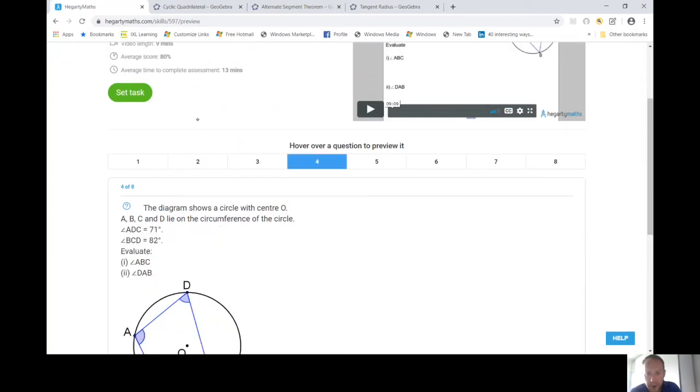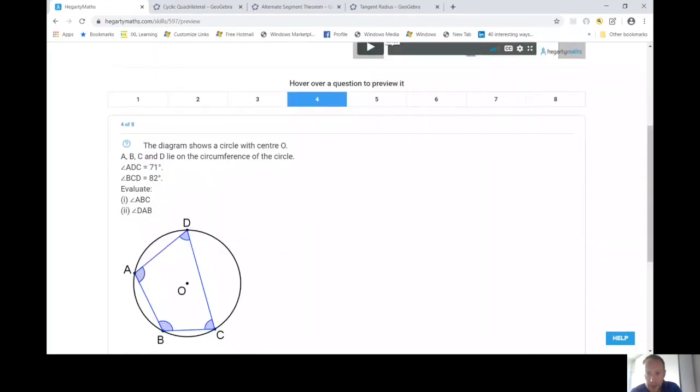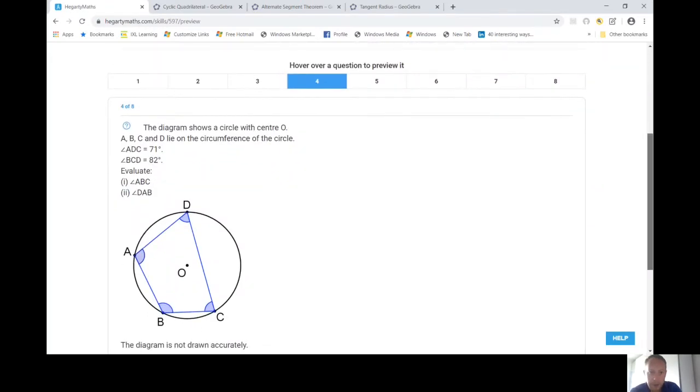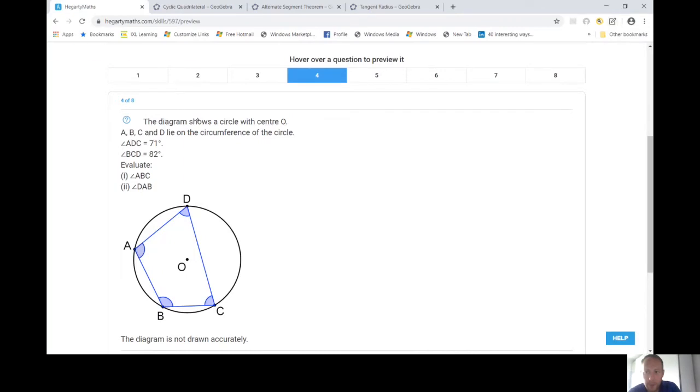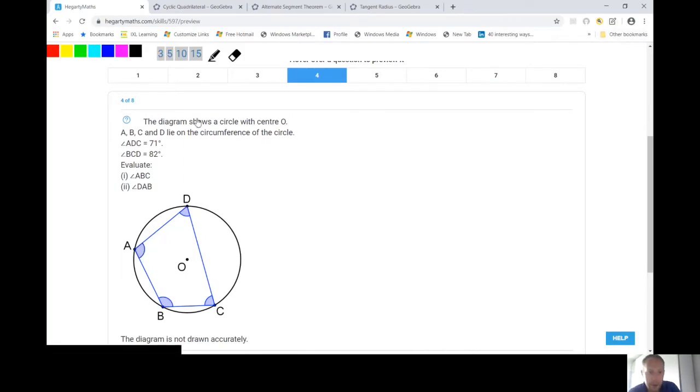Remember what I said to you, this is a learning process. How to make sure we can do these if we're using it as lessons. So, number 4. Right, this time. So, ADC is 71. ADC is 71. So that's this one. Did I click the colour?